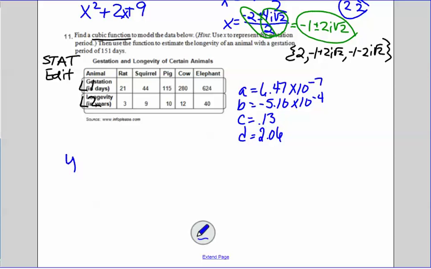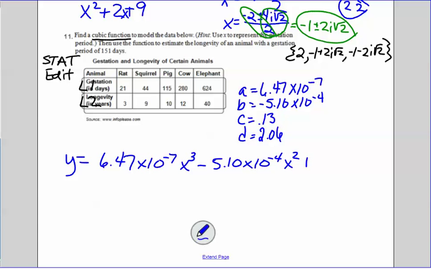I have y equals 6.47 times 10 to the negative 7 x to the third minus 5.10 times 10 to the negative 4 x squared plus 0.13x plus 2.06. So you're going to type the equation in your calculator, putting in 151 because they asked us to do that, to plug in 151 for all of your x's. So you put 151 here, here, and here.